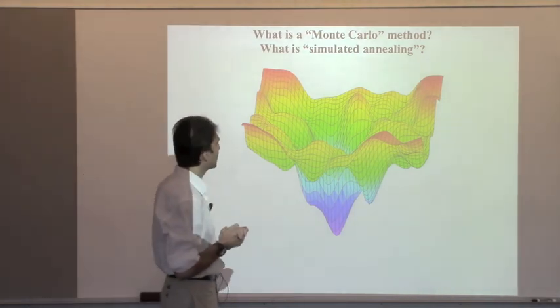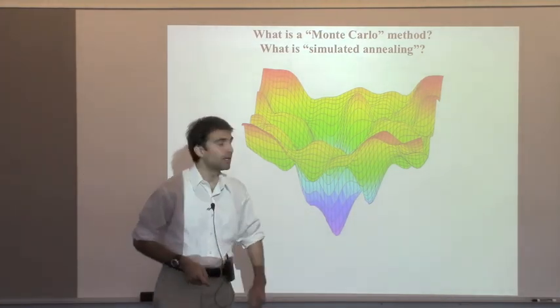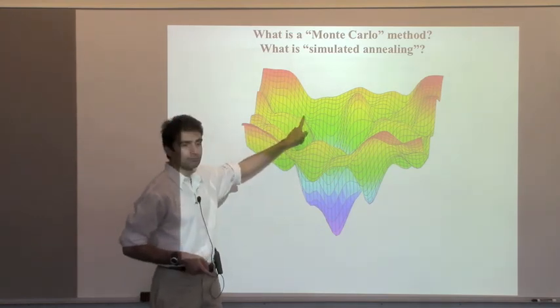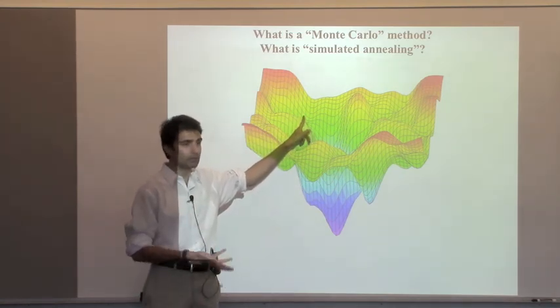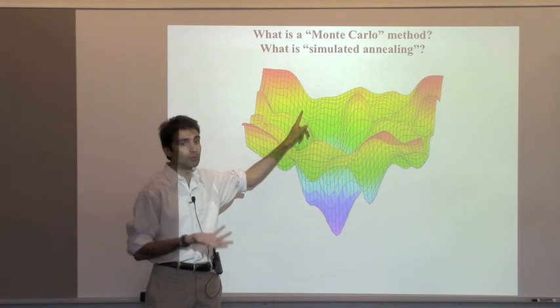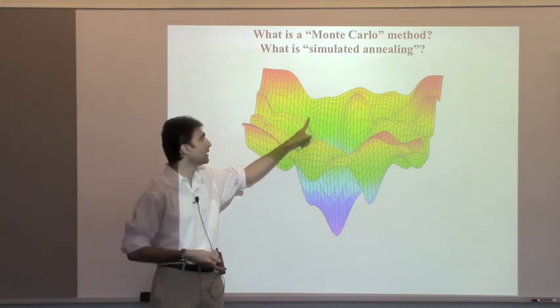And the idea with Metropolis Hastings sampling is, I'm going to start somewhere. This could be with a known structure. This could be with a randomly generated structure.